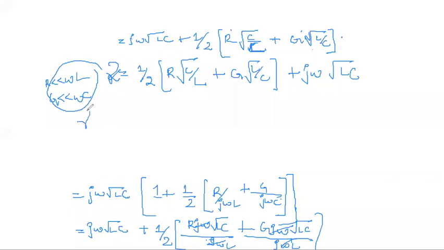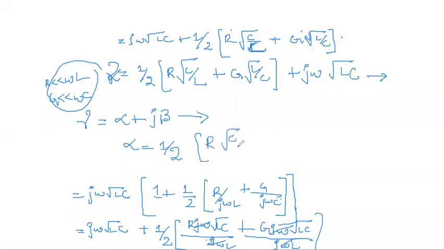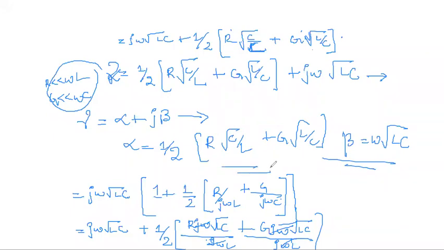But you know gamma is also equal to alpha plus j beta. If you compare this equation and this equation, you can write alpha as half into R square root of C by L plus G square root of L by C, whereas beta can be written as omega root LC. These are the two important equations you have to remember with respect to problems.